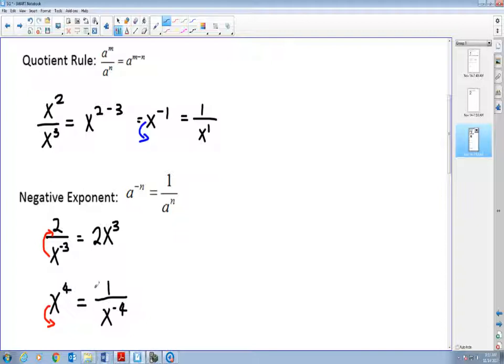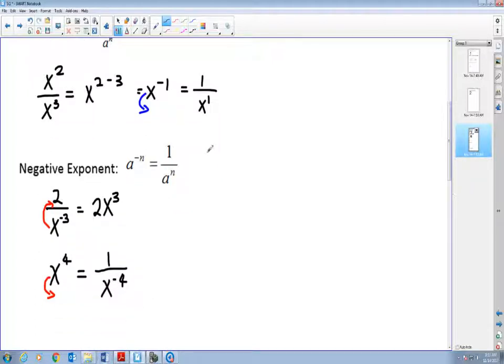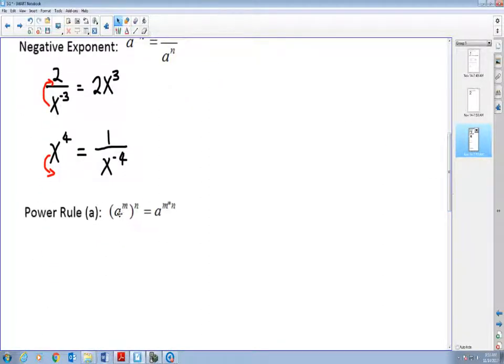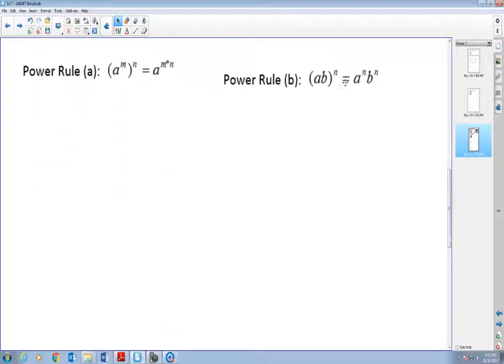Since there's nothing on top, it must be 1 on top. So even though I have a positive exponent, I can also flip my base to the other side of the fraction and make the exponent negative. We can do something like that in chapter 5. Alright, power rule. Power rule, there are 2 different versions. Both of them are saying the same thing.